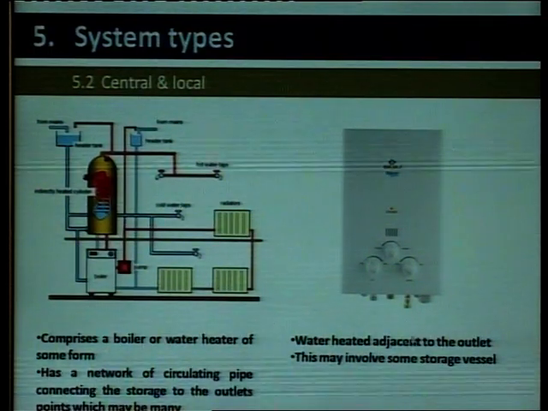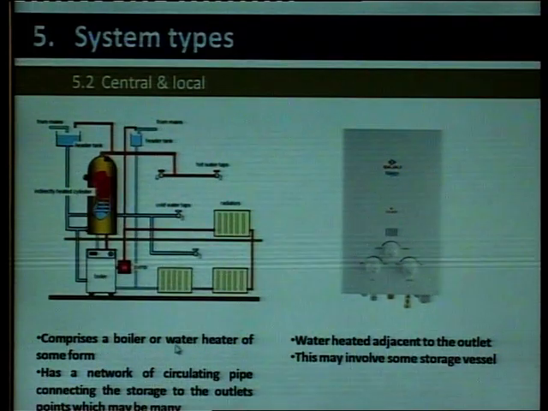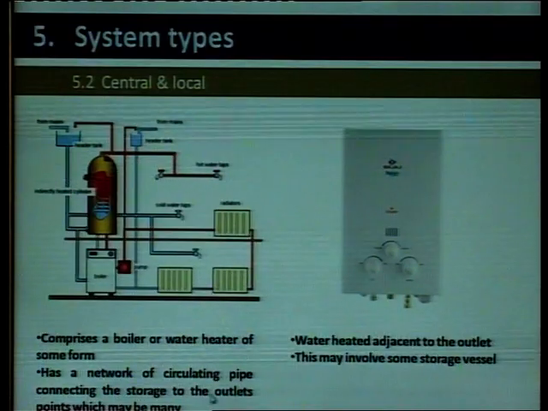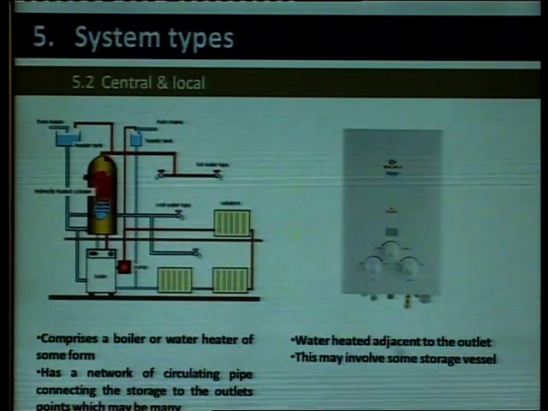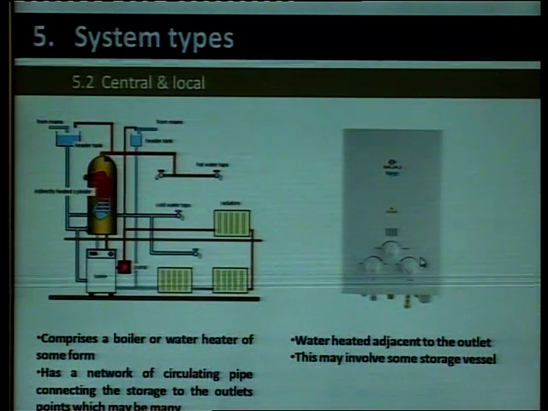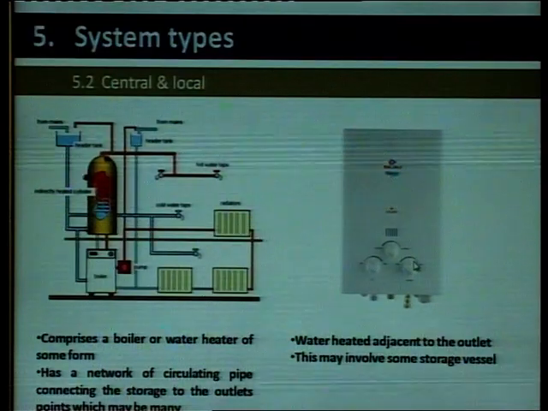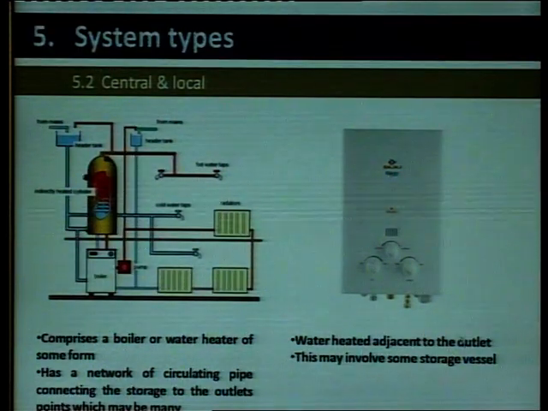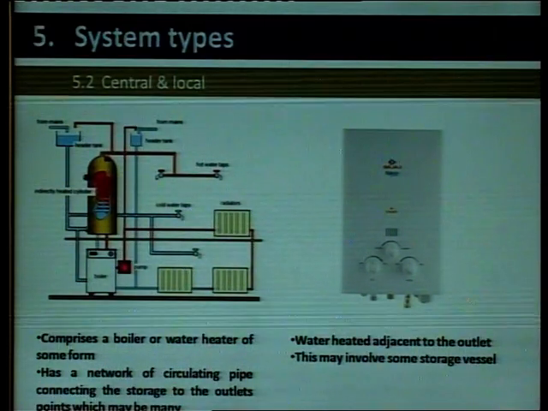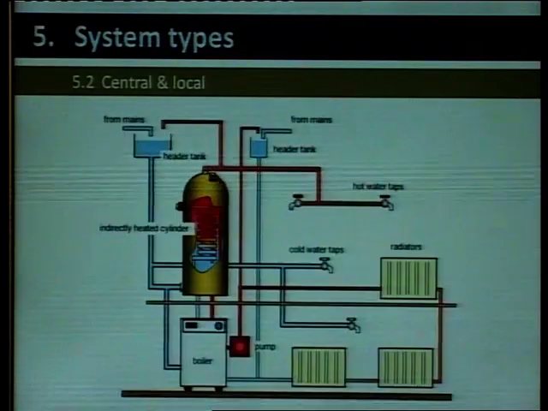Now water heated adjacent to the outlet, this may, let us see, comprise a boiler or water heater of some form, has a network of circulating pipes connecting to the storage, and then water heated adjacent to the outlet. You could also have a central system, sorry, this is the local system where water is heated adjacent to the outlet and may involve some storage vessel. So this is also in vogue, but it is of a different type.